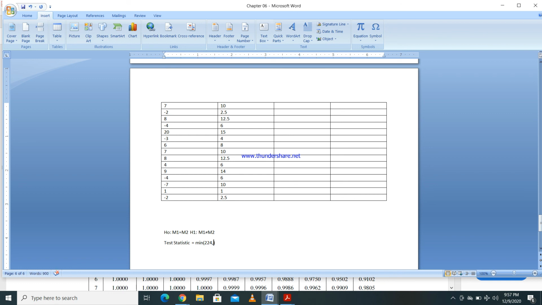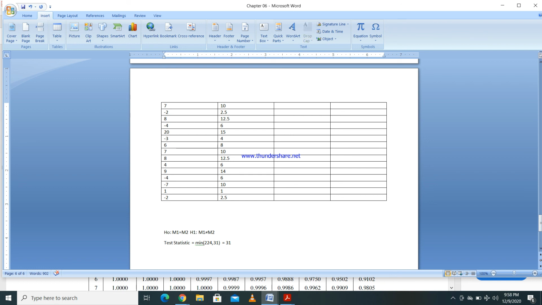So let's take the ranks of the negative differences, starting from -2. Right? So you have 2.5. And then you have 6. And then you have 4. And then you have again 6. And then you have 10. And finally you have 2.5. So that will sum up to 31. So the minimum between these two is 31. So that is your test statistic.